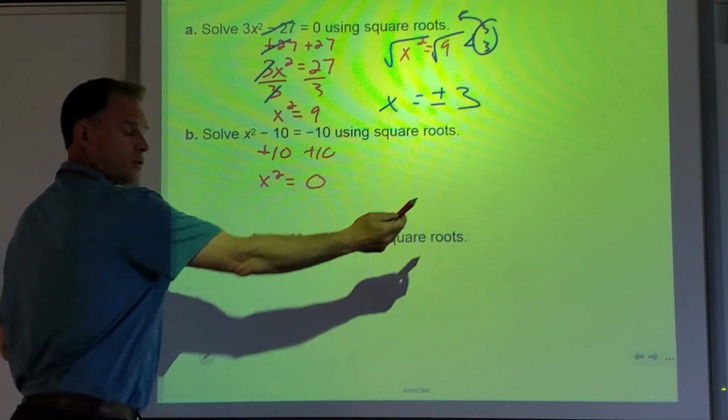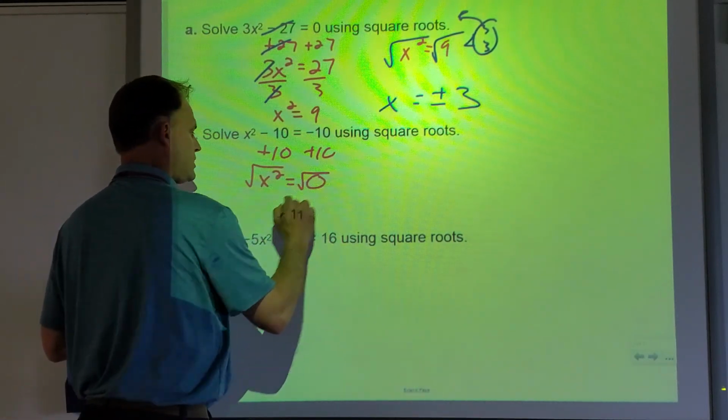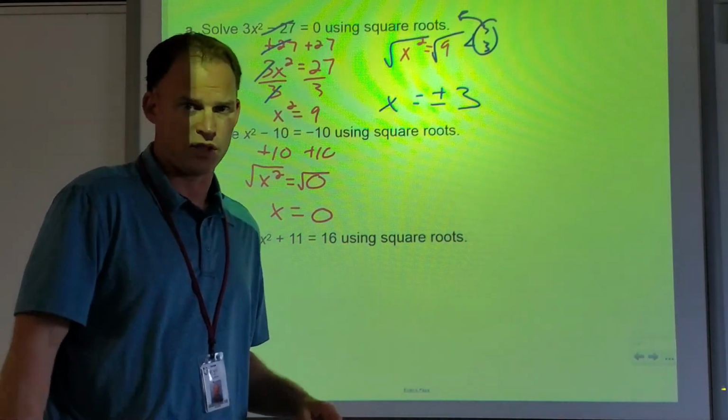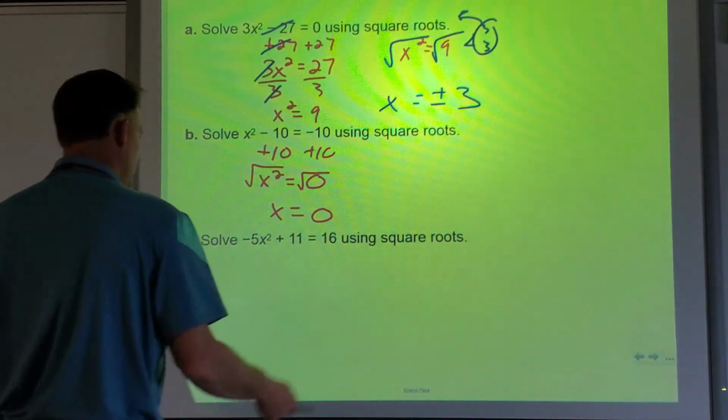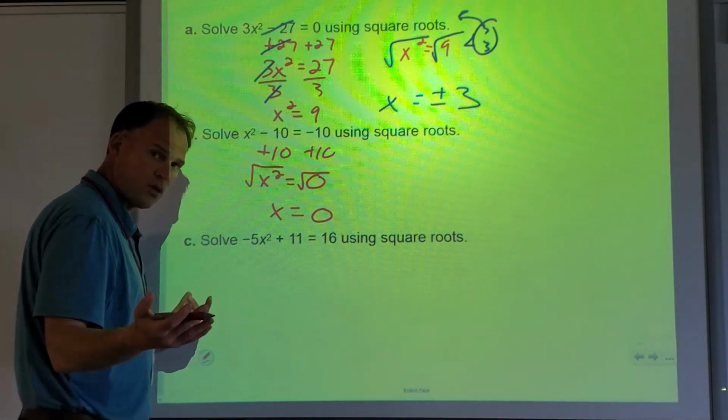So I have x squared equals 0. This is where you won't have a plus minus, because I square root both sides, and I come up with 0. And that's it. There's no plus minus on a 0. Sorry. All right. Now I get to this one here. What would the first step to solving this equation be?